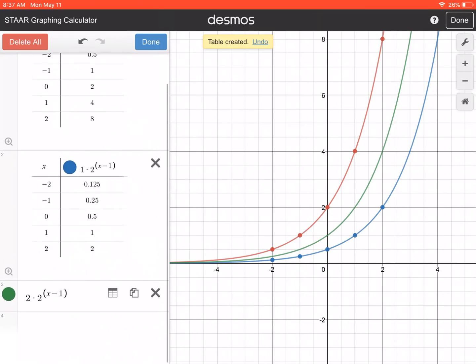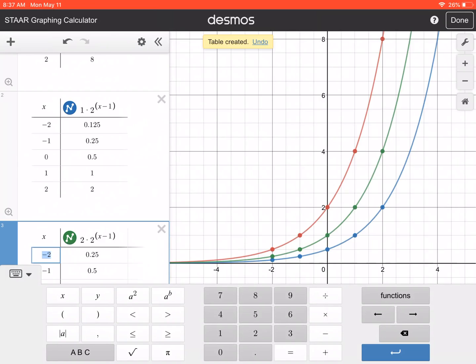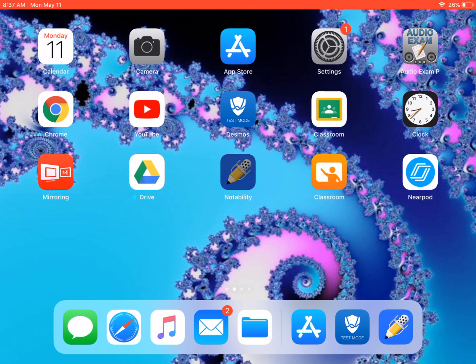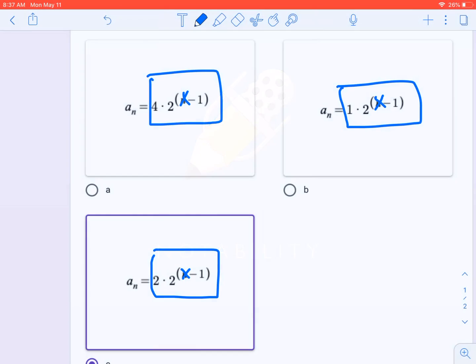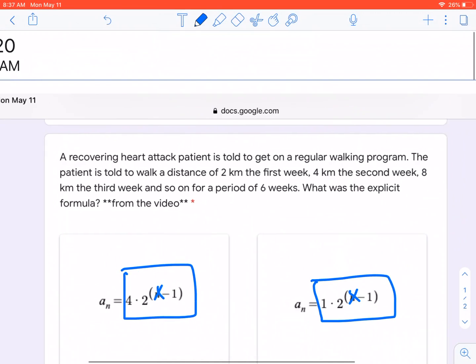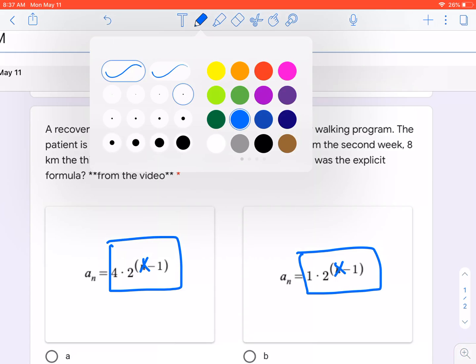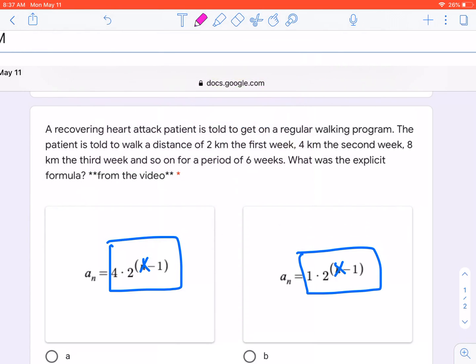And I would also like to point out at this time that when you have the x minus 1 as your exponent, you do get the exponential function graph, that hockey stick or that water slide. All right, so the question says, and I can go back so that you can read with me, that it's talking about a recovering heart patient, and it tells you that the distance walked was 2 kilometers the first week.